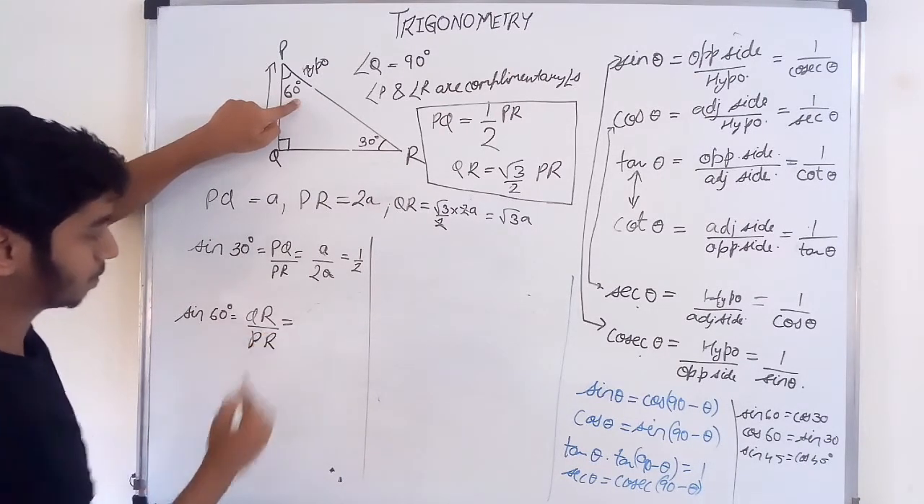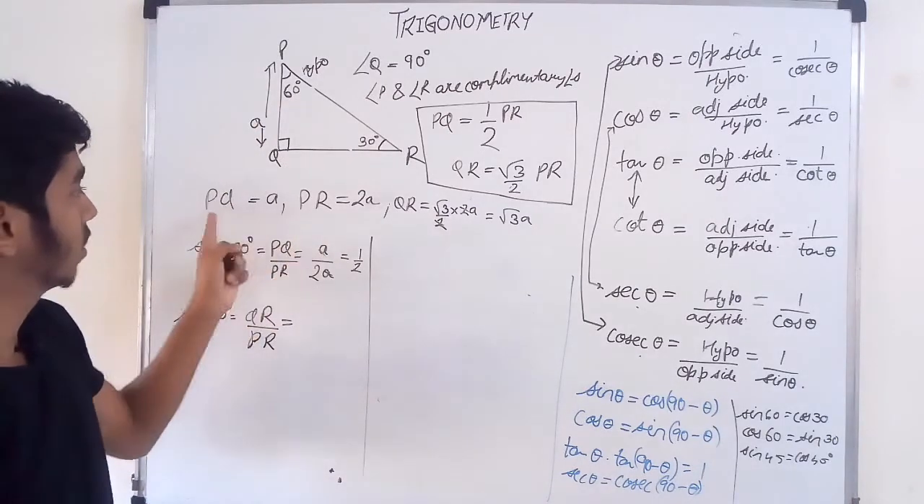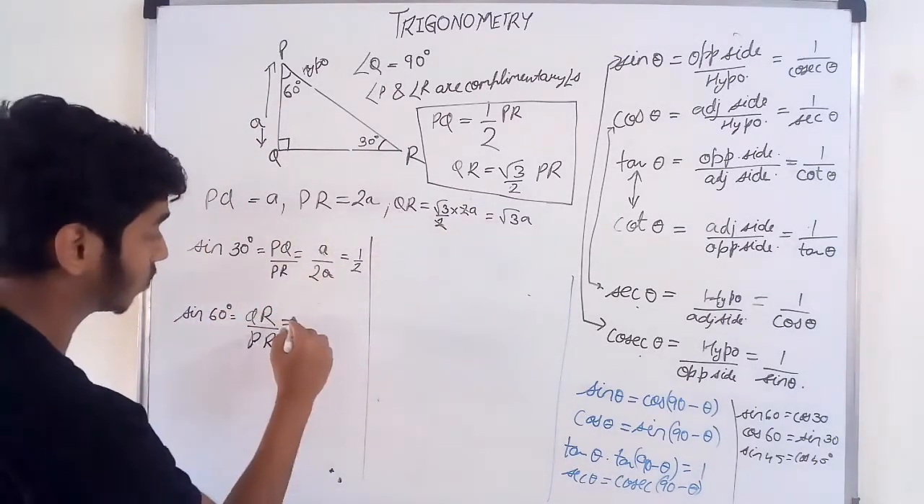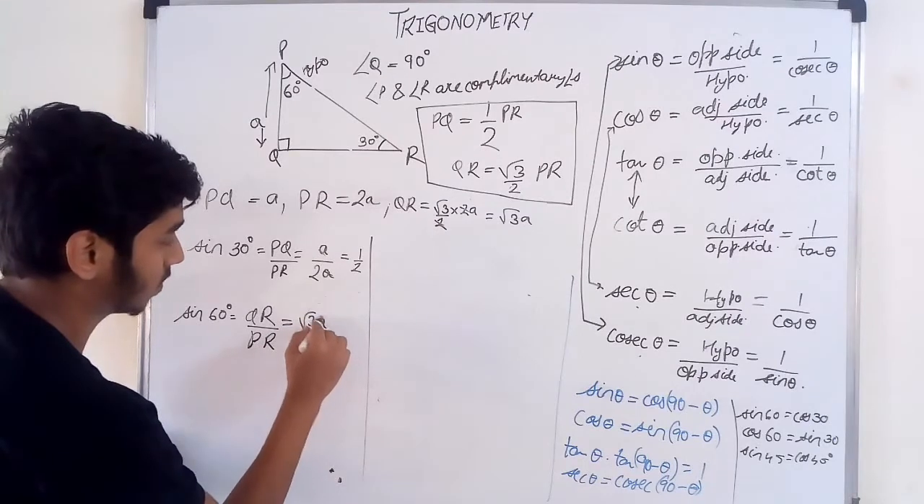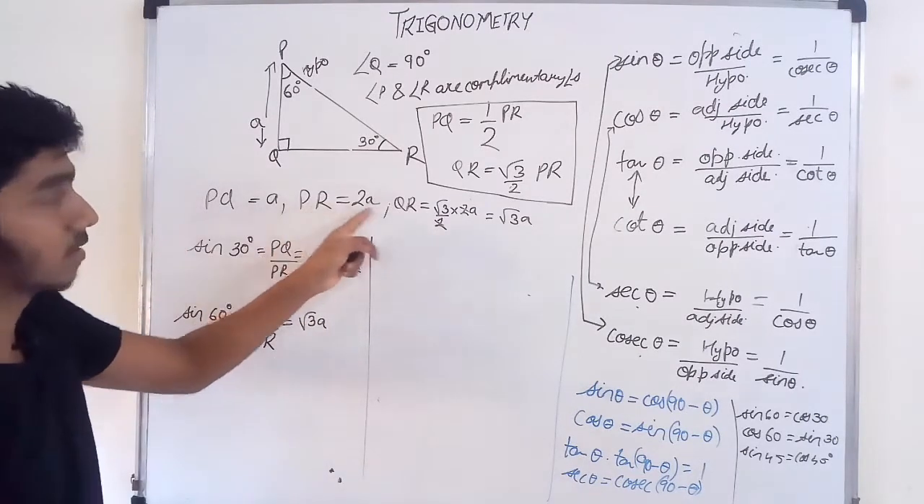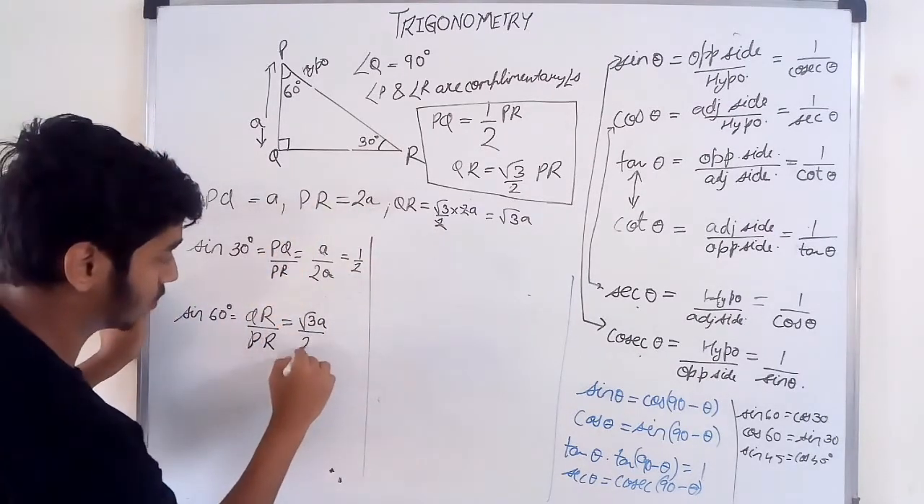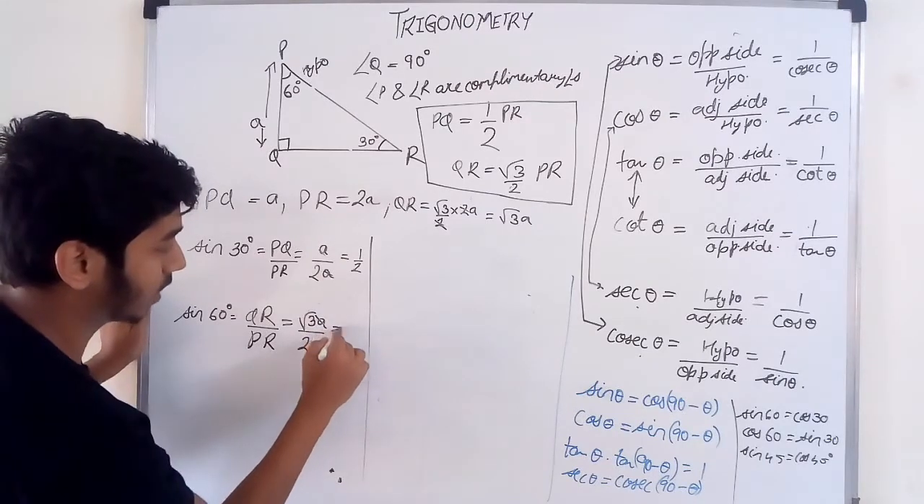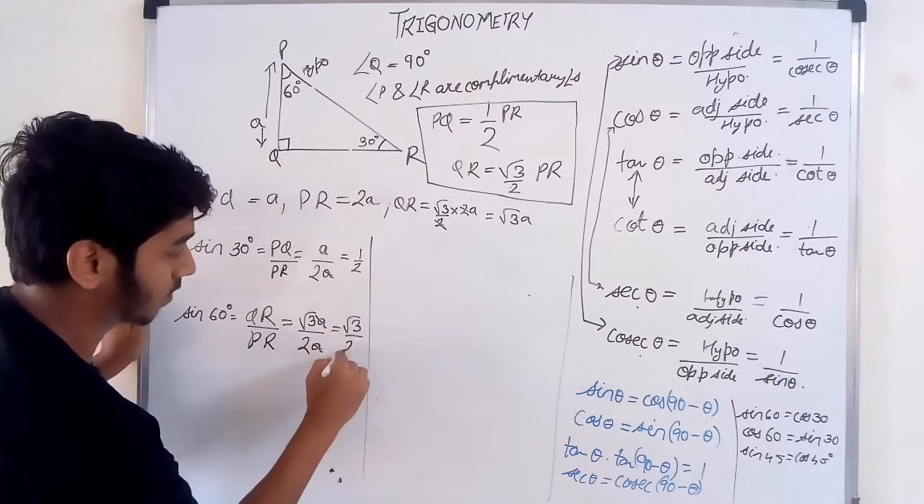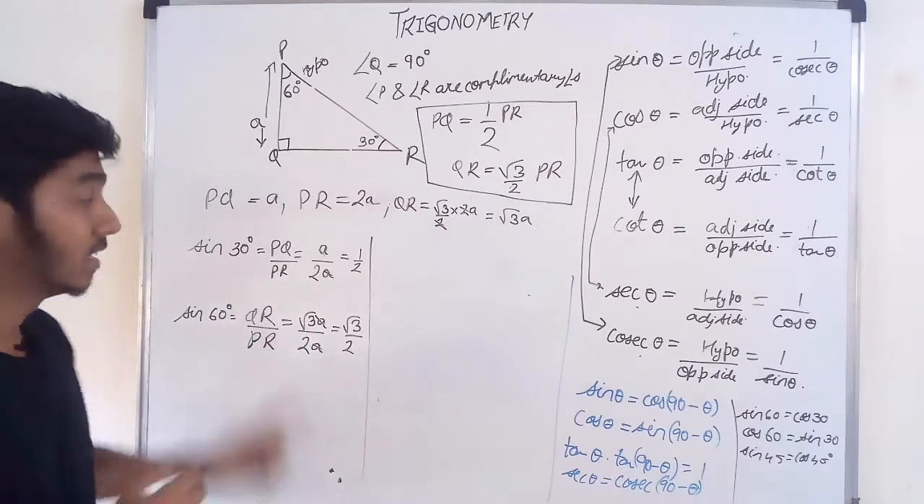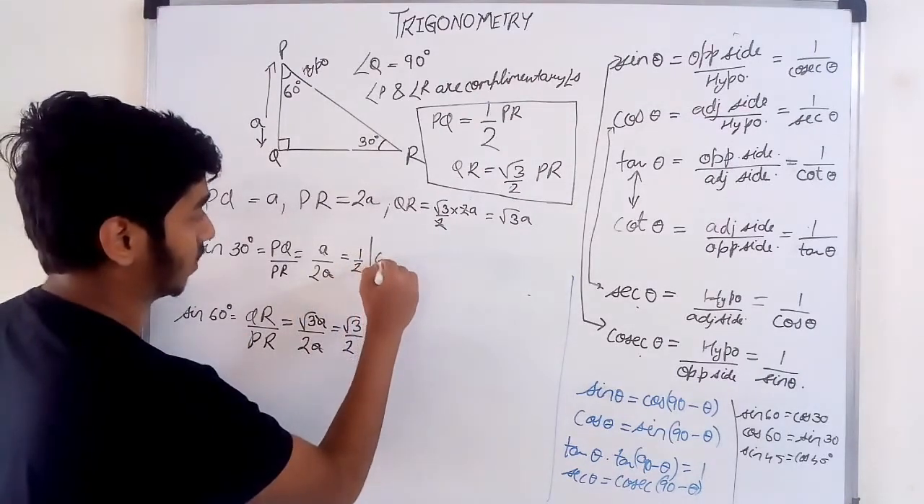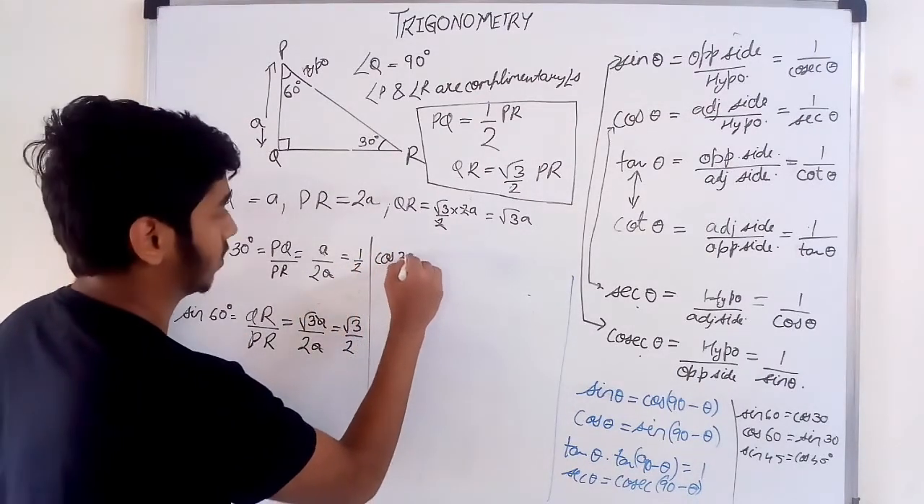So QR is what? Root 3A. And PR is 2A. So this is 2A, A gone. You get root 3 by 2. Yes or no? Same way, let's quickly find cos 30.